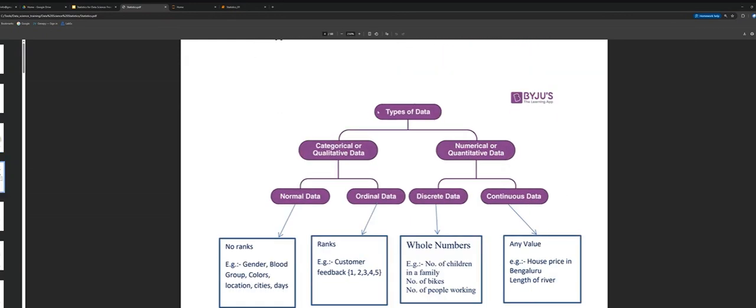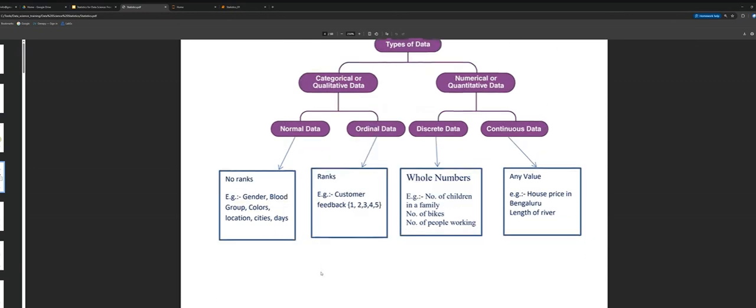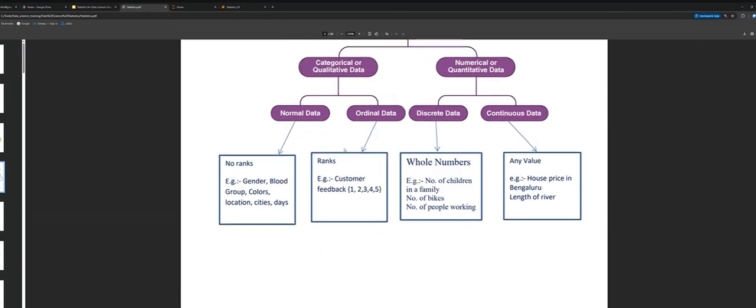Now let's talk about data. You know already, everybody, right? Categorical and numerical, or quantitative we call it. In categorical, what falls under is nominal data, like gender, blood group, color, location, cities, days, and ordinal. Customer feedback: you have a score within a scale of 1 to 10, 1 to 5. This is called ordinal.